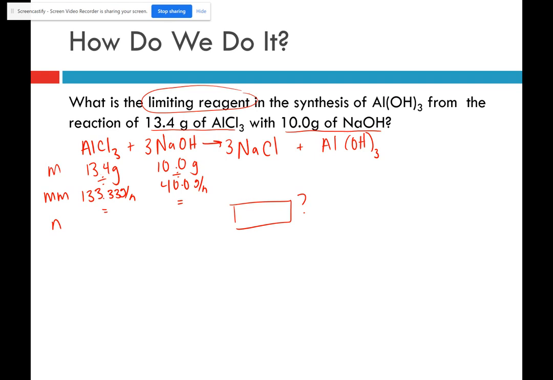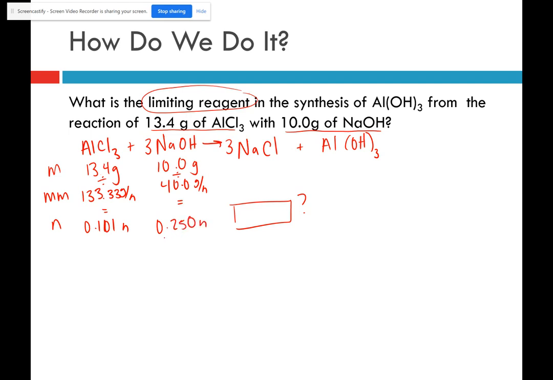So my moles of aluminum chloride is going to be 13.4 divided by 133.33, which is going to give me 0.100 moles. Sorry, 0.101 moles, if I round it. And 10 divided by 40 is going to give me 0.250 moles.